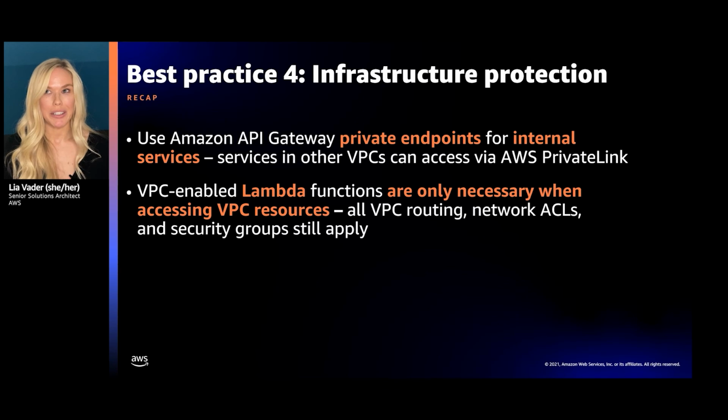Let's recap on our infrastructure protection. One, API Gateway private endpoints are used for internal services, and services in other VPCs can access via AWS PrivateLink. Next, VPC-enabled Lambda functions are only necessary when you're trying to access VPC resources. And of course, all VPC routing, network ACLs, and security groups still apply.